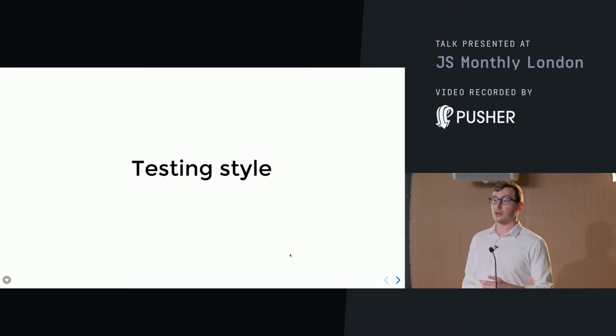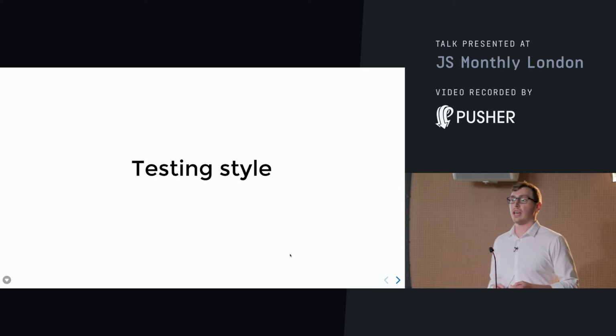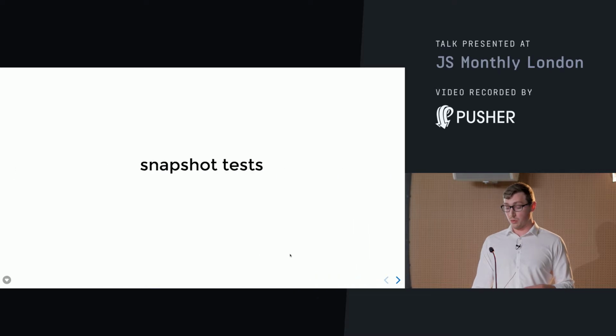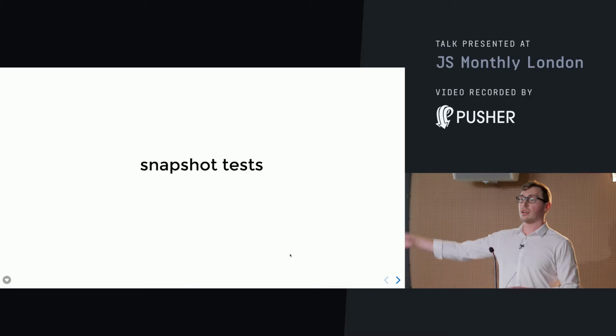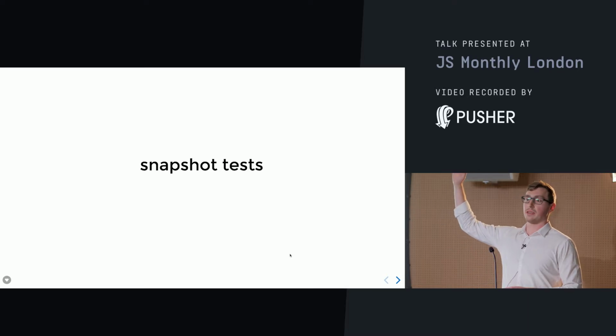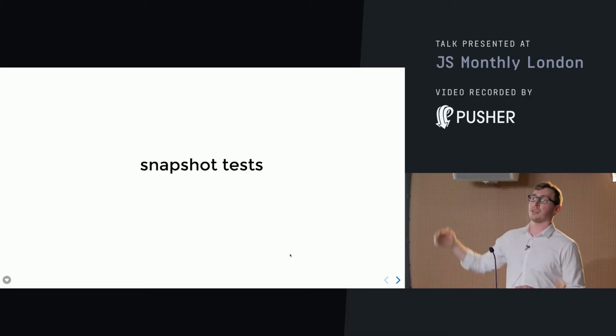So testing style is a tricky topic. It's almost impossible to test style with unit tests alone. You could have unit tests for every single class in your component, but you'd end up with like 3,000 unit tests for a large application. The way that you can test style is by using snapshot tests. So hands up if you've heard of snapshot tests. Okay, most of you, right?